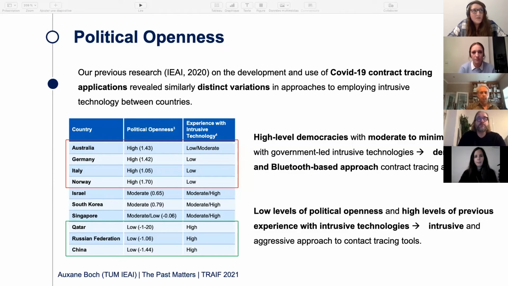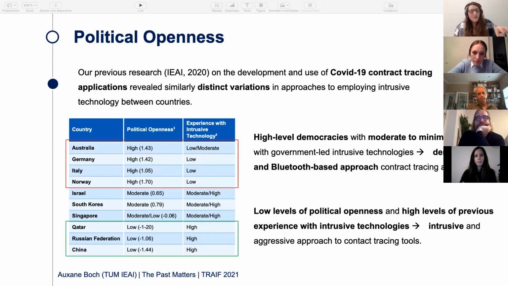So our first approach, back at the end of 2020, was to see that political openness was actually a big factor. Political openness can be considered a level of democracy. So the higher a country's political openness, the higher the level of democracy really. You can see on the table on the left, that's a table we did last year, that in high-level democracies, countries tend to have less intrusive technology. It was interesting for us to also see the opposite happen, that a low level of political openness would usually be linked to intrusive technology. This is a conjecture. So this was a good start, but this is not everything.